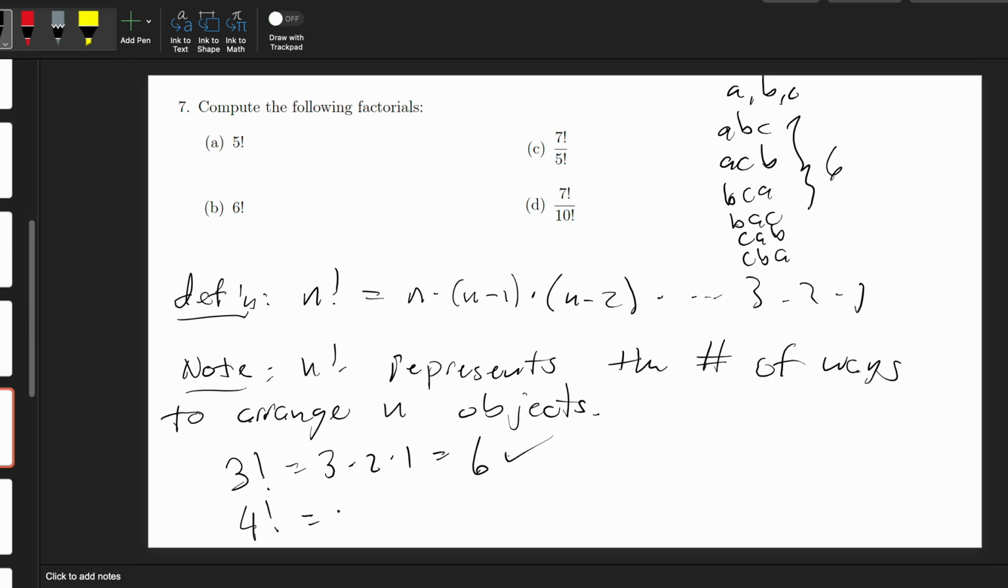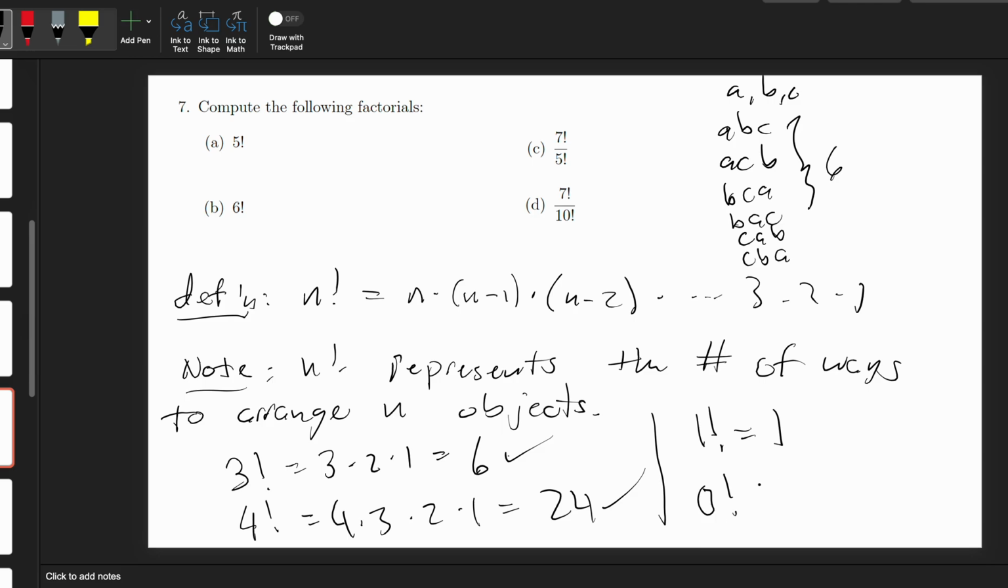How many ways can I arrange 4 objects? Well, to answer that, you would just do 4 factorial. 4 times 3 times 2 times 1 is 24. How many ways can I arrange 1 object? Well, that's just going to be 1. An interesting question, and it'll come up later on in the lecture and in your subsequent classes, is 0 factorial. What is 0 factorial?